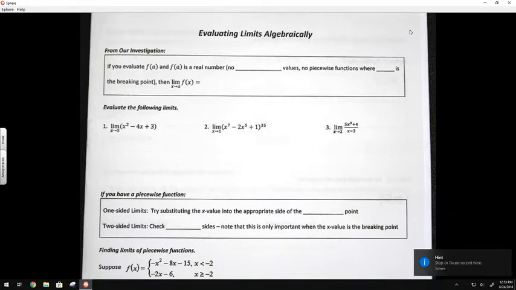All right, hello guys. Your next video is on evaluating limits algebraically. So we've just spent a big chunk of time either looking at graphs that we were already given and finding limits, or making our own graphs and then finding limits. Now we're actually going to work on evaluating limits algebraically instead. All right, so from our investigation in class, hopefully everybody understands this point.